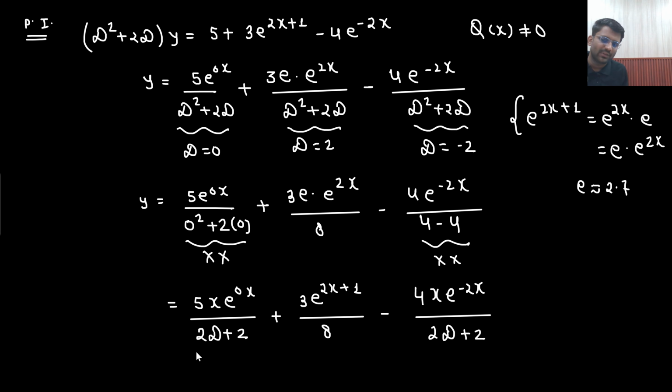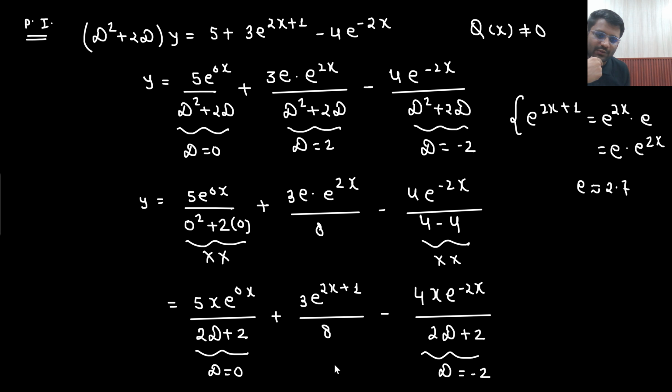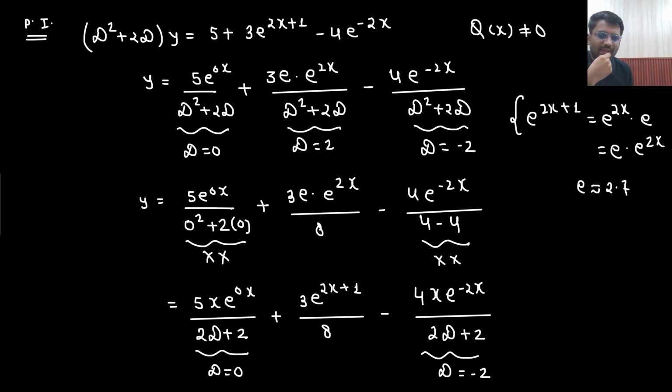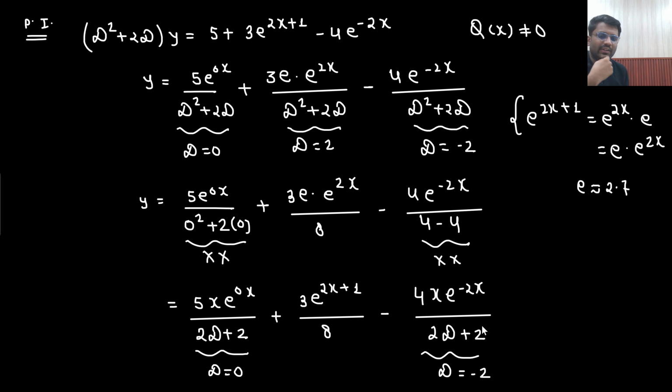Now what am I supposed to do? Here what am I supposed to put? d equals to 0. Here what am I supposed to put? d equals to minus 2. Right? So put d equals to 0 here. What answer will you be getting? If I put d equals to 0, this is 5x e to the power 0x, and the denominator will become 2. This is plus 3 by 8, 3 e to the power 2x plus 1 divided with 8.